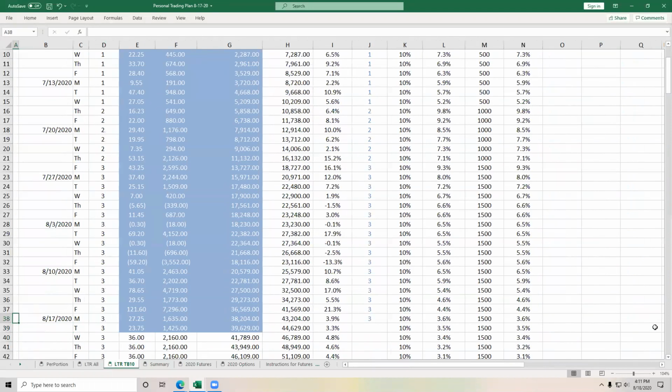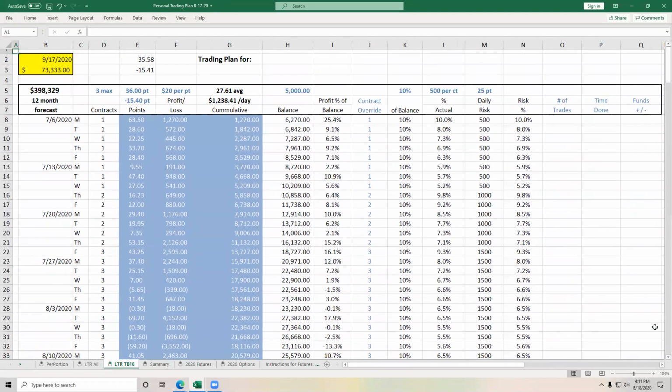And so now we go up to the top. This is the most important part. The data entry takes you 30 seconds. The most important part is now evaluating your future forecast. What are you going to base it on?